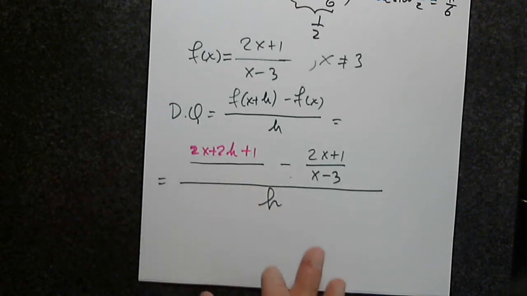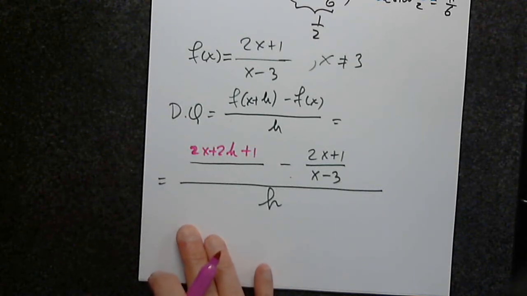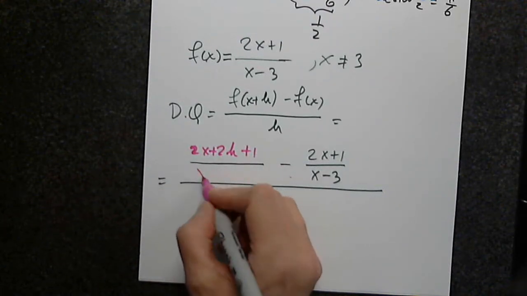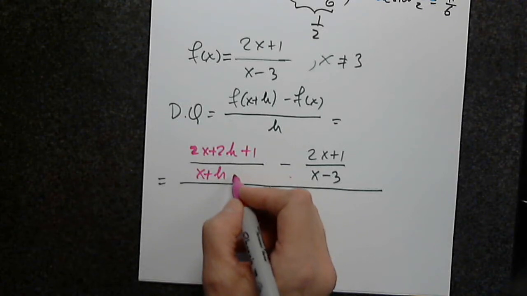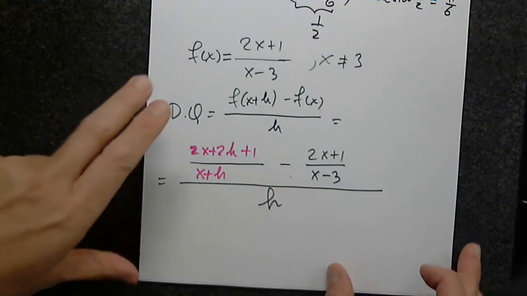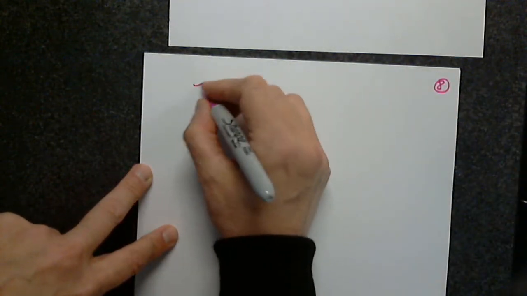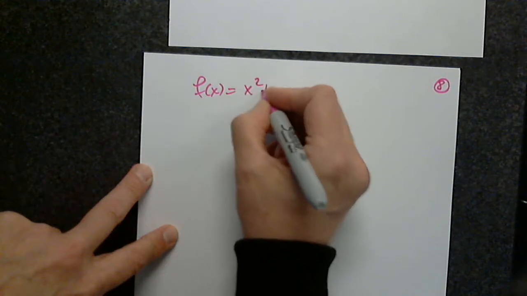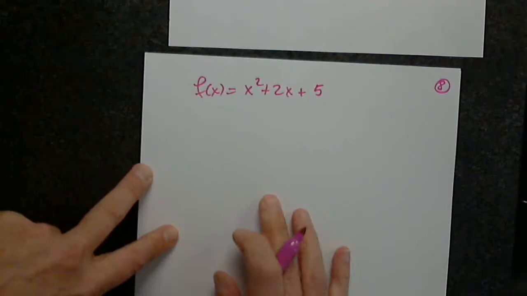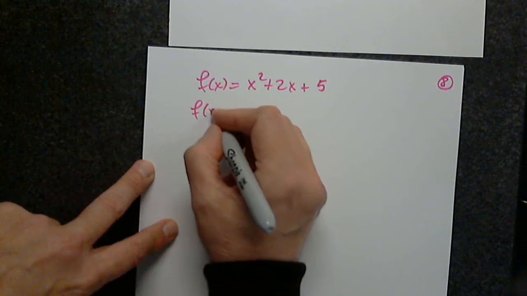Do we understand what we're doing? Maybe that's not clear. I don't think that this is clear, is it? No. Okay, so let's look at, I'm going to come back. I'm on 6, 7, 8. Let's say I have this function, and I want to find f(x + h).